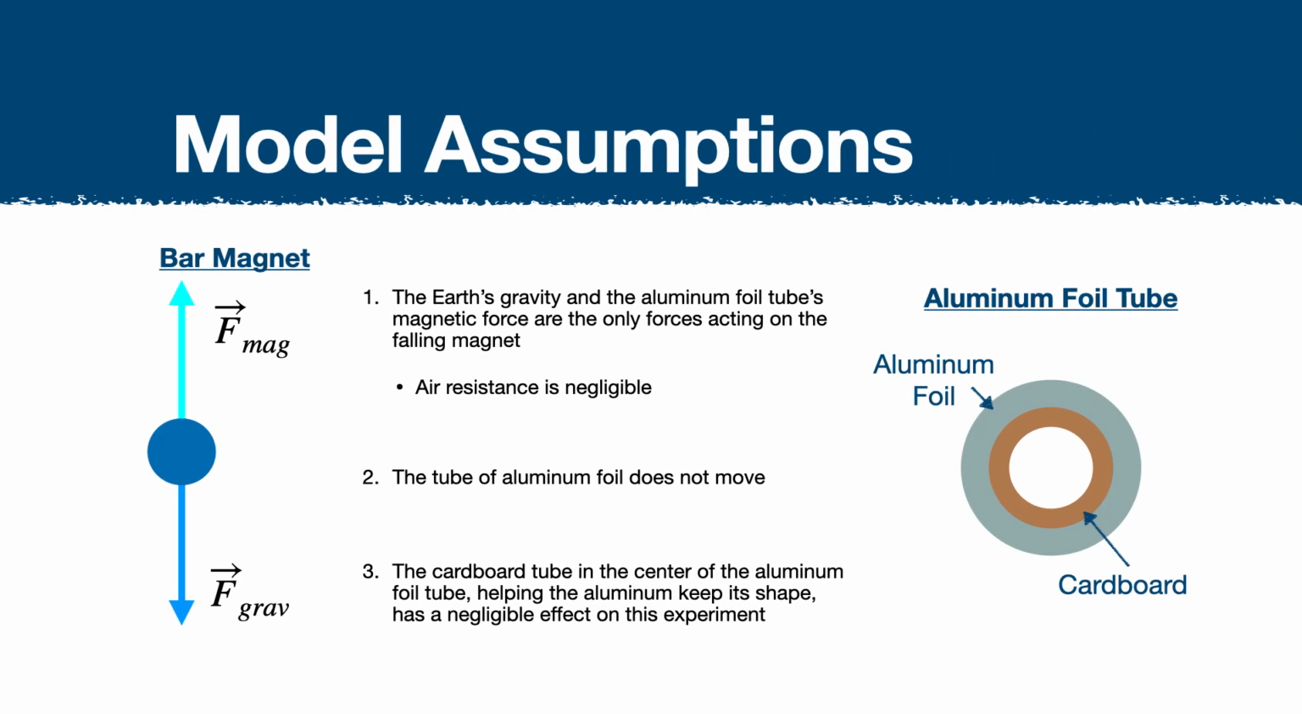In this lab, I make three main assumptions. First, I assume the Earth's gravity and the aluminum foil tube's magnetic force are the only forces acting on the falling magnet. This means air resistance is negligible. Second, I assume the tube of aluminum foil does not move. Third, I assume the cardboard tube in the center of the aluminum foil tube, helping the aluminum keep its shape, has a negligible effect on this experiment.